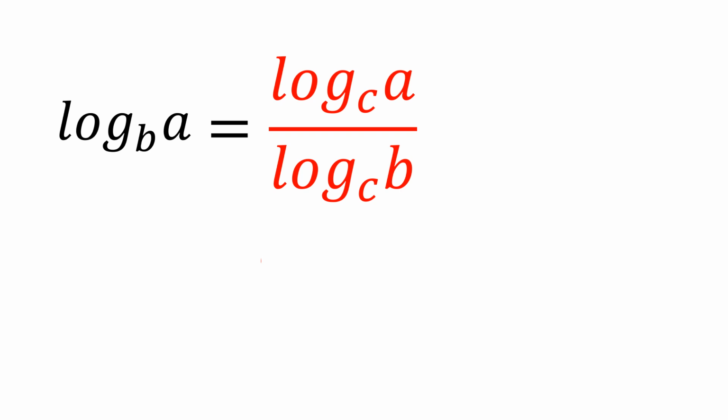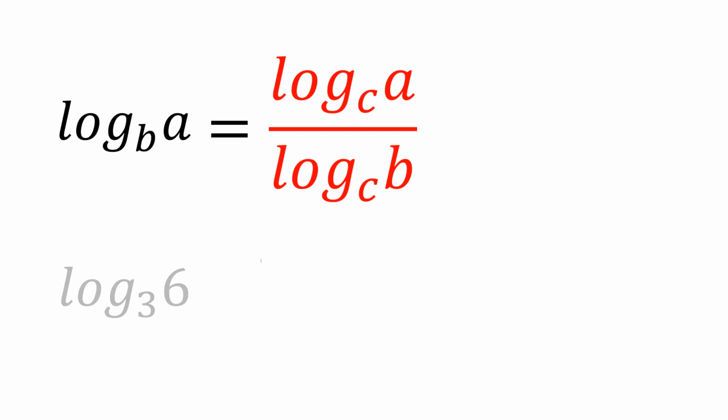So you can use any new base as long as it's the same base on top and at the bottom. So log of a to the base b can be written as log of a to the base c, like any random number that you're going to use as the base, and log of b, which was the base in the previous form, to the base c, which is the new base.